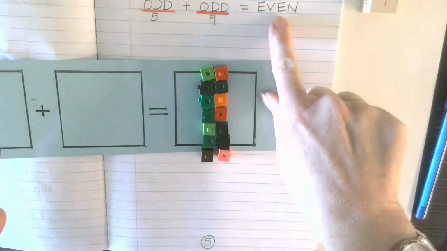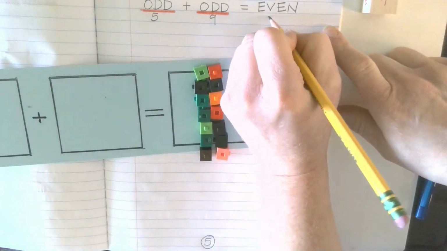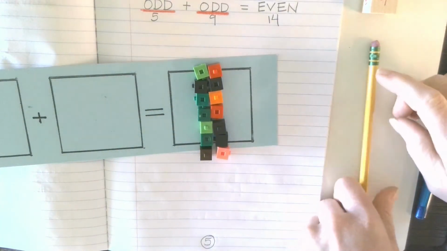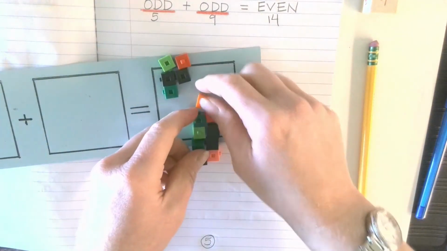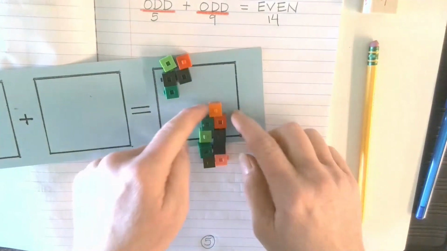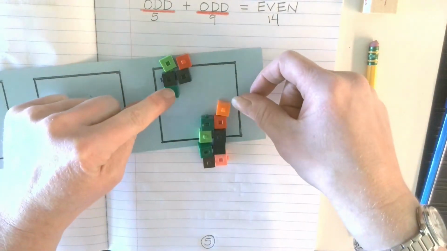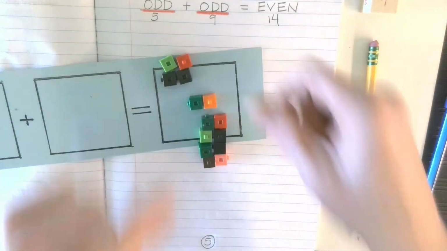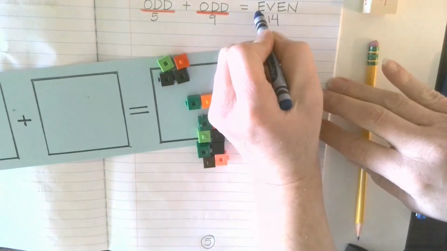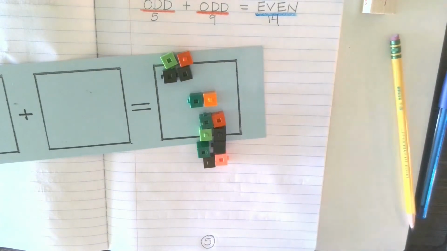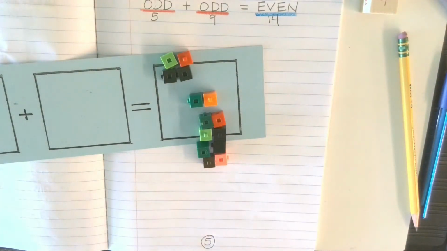And again, our sum here was 14. Here was our 5. Here was our 9. And you can see that when they come together, everyone has a partner. So my even, I'm going to underline in blue. Okay? So any odd number plus any odd number is always going to give you an even sum.